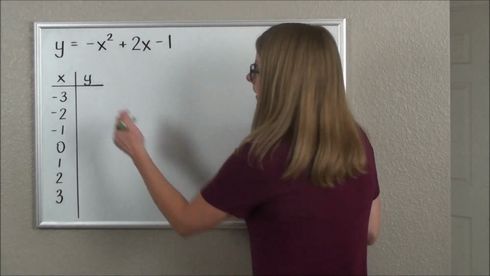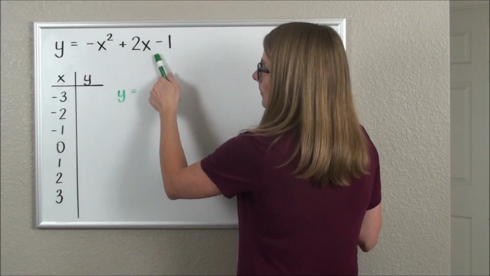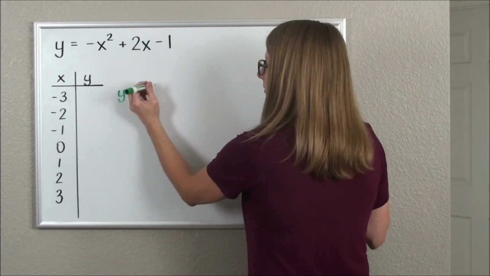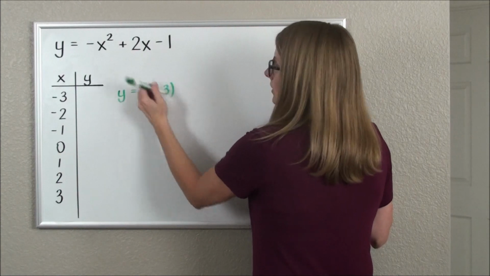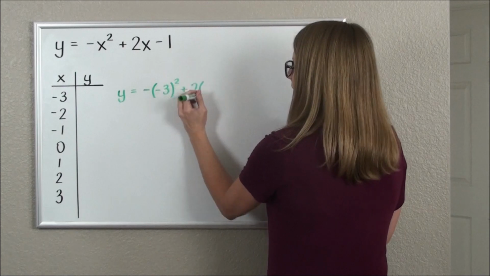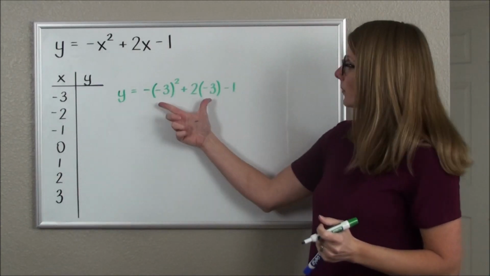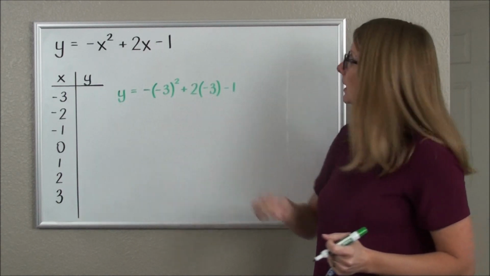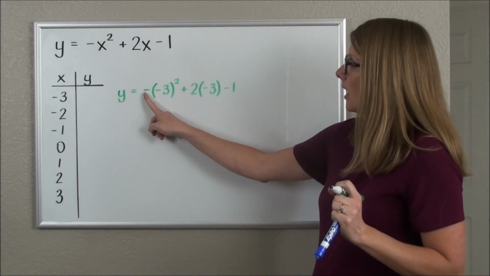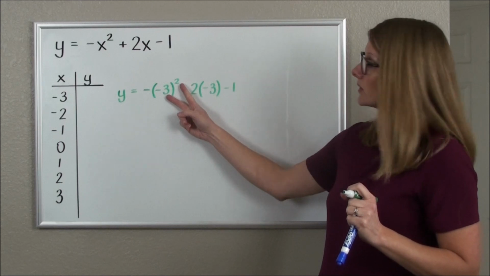We'll see what happens. So I'm going to rewrite this equation, but where I see the x's, I'm going to replace them with -3. So I have negative x, which is (-3) squared, plus 2 times x, which is (-3), minus 1. Notice again, I'm putting parentheses around the x value I'm plugging in. And now we have to be really careful with our order of operations. I am not going to multiply the negative first. I have to deal with the exponent first.